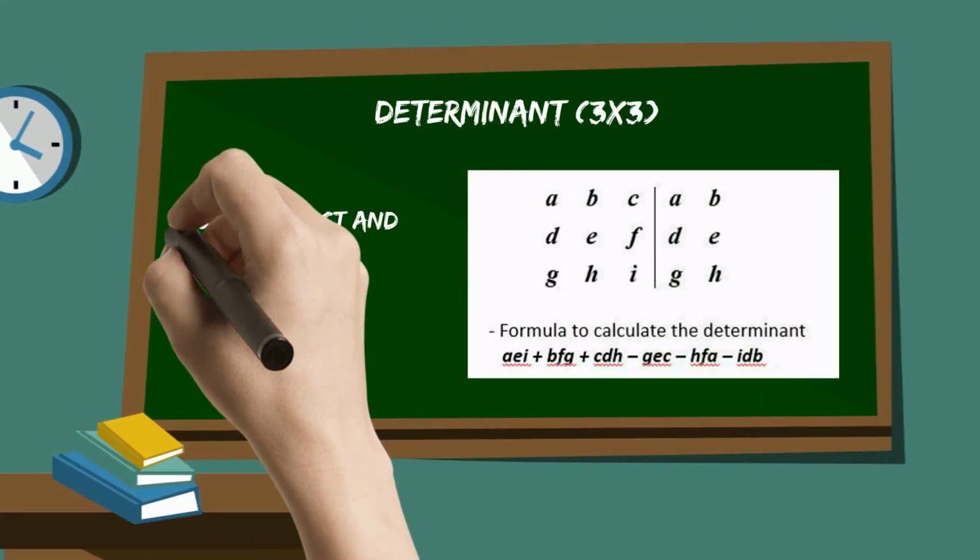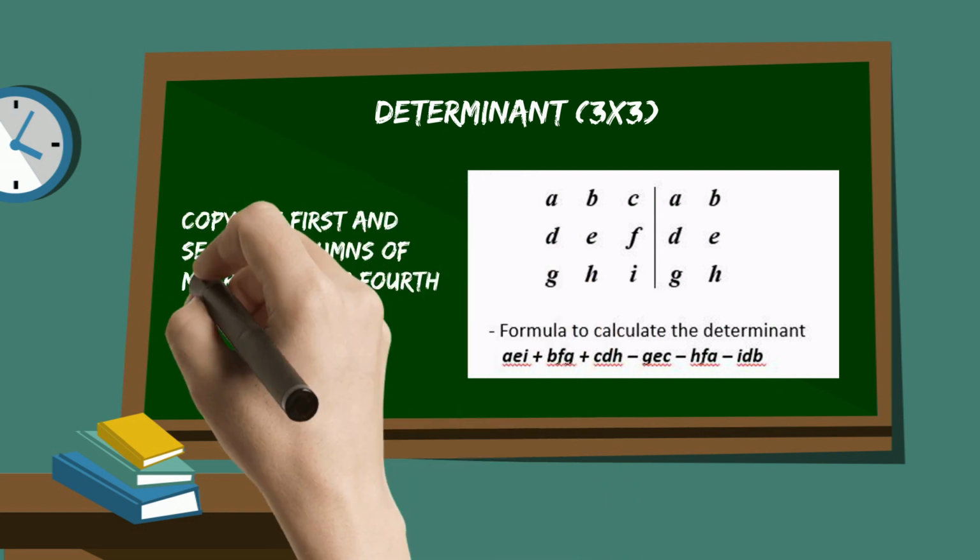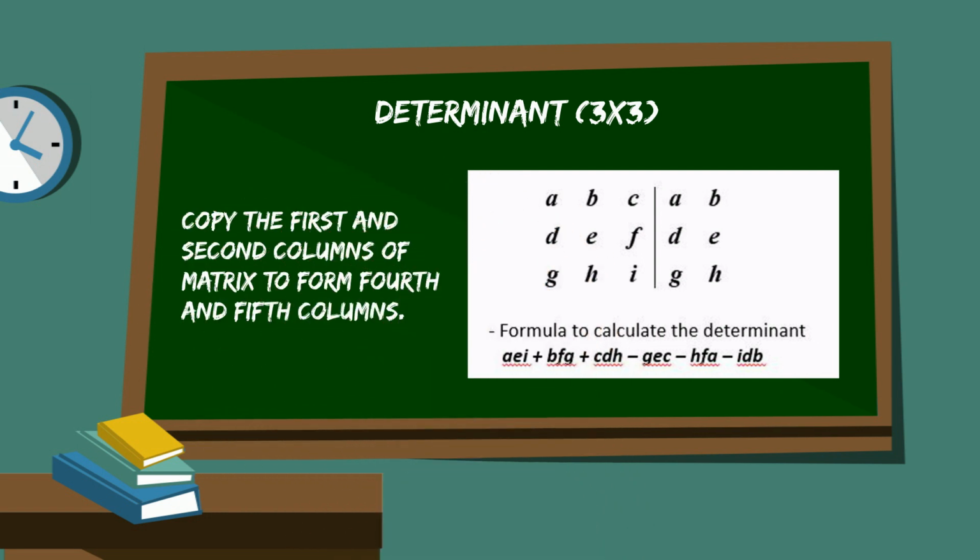For the determinant of a 3 by 3 matrix, we copy the first and second columns of the matrix to form the fourth and fifth columns.